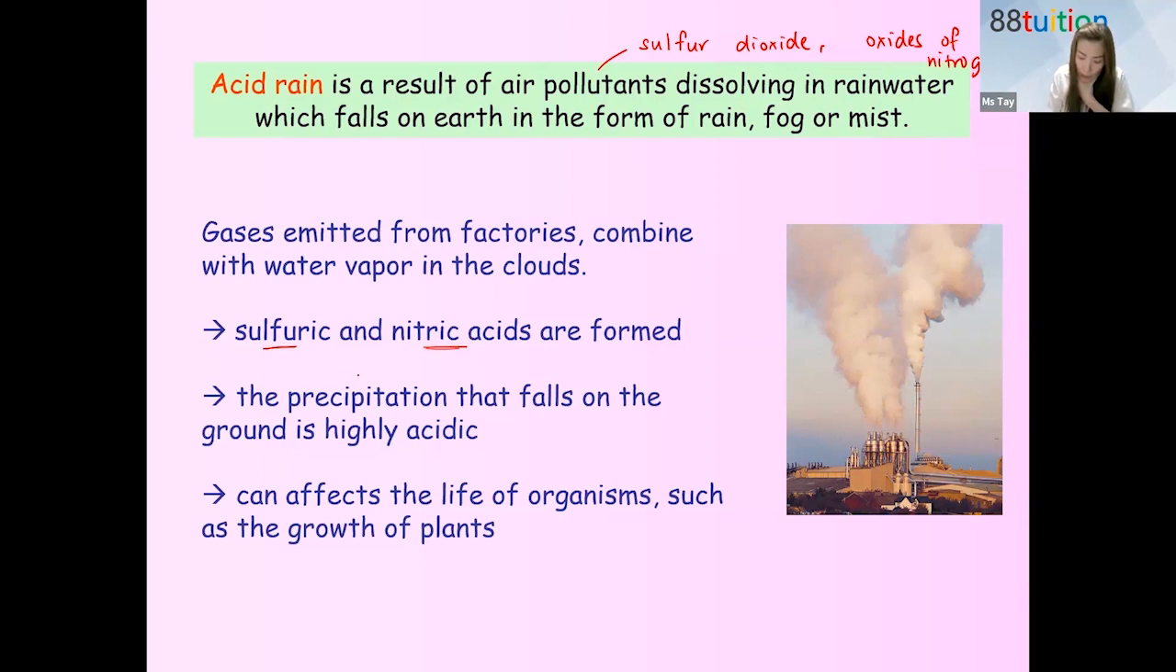Okay, when you talk about precipitation, this is rain. The rain that falls on the ground is highly acidic. Any question here? No. Javier, you already learned acids, bases, and salts. You did, huh? Yeah.